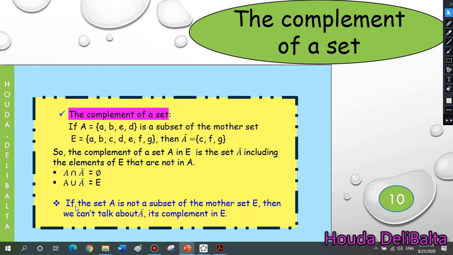A note that says, if the set A is not a subset of the mother set E, for example, if there is an element I here, then definitely A is not going to be a subset of E. Then we cannot talk about A bar, which is its complement in E. So if the set is not a subset of the mother set, then we cannot talk about its complement in this set.